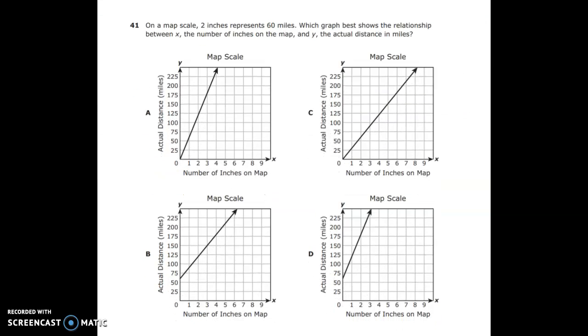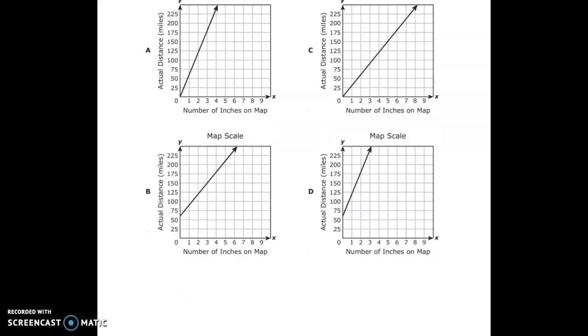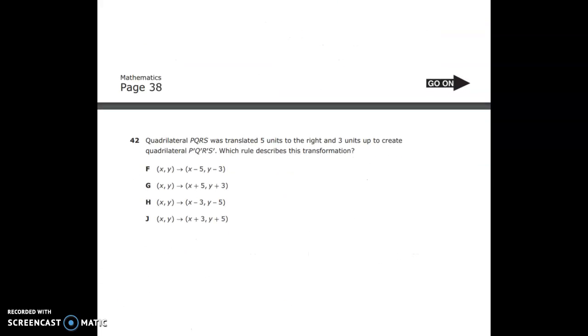Number 41. On a map scale, 2 inches represents 60 miles. Which graph best shows the relationship between x, the number of inches on the map, and y, the actual distance in miles? So map scale, number of inches on the map, and actual distance in miles. Number 42.